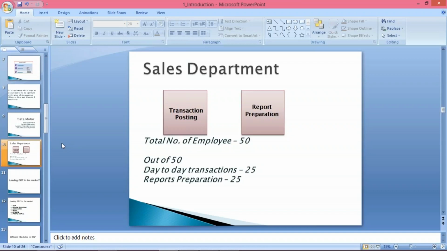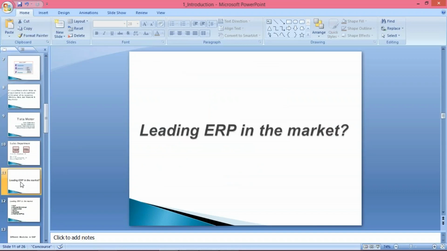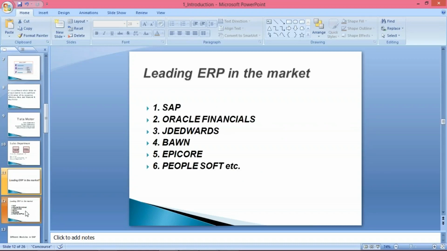Now, what are the leading ERPs in the market? Here are a few of them, just as an example. Of course, SAP is number one. There is no doubt at all, because it covers around 70% of the market share. The second one is Oracle Financials itself. But right now Oracle Financials is nowhere in front of SAP, because it has around 10 to 12% of the market share. So whichever competitors are there, they are almost nowhere in front of SAP.